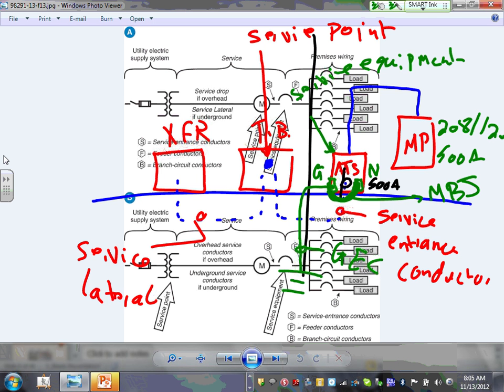Any comments, any questions? If you understand that, that's 80% of this chapter. These two pictures are 80% of this chapter. Any comments, any questions?